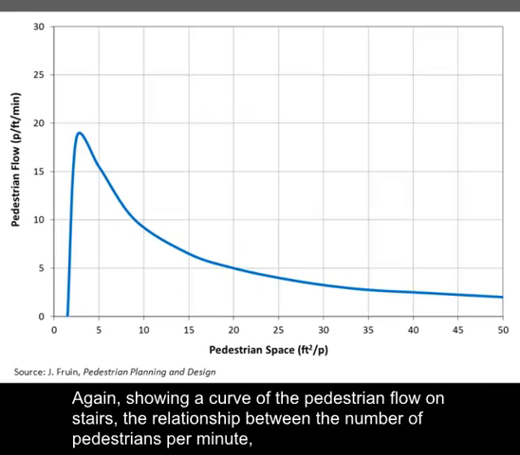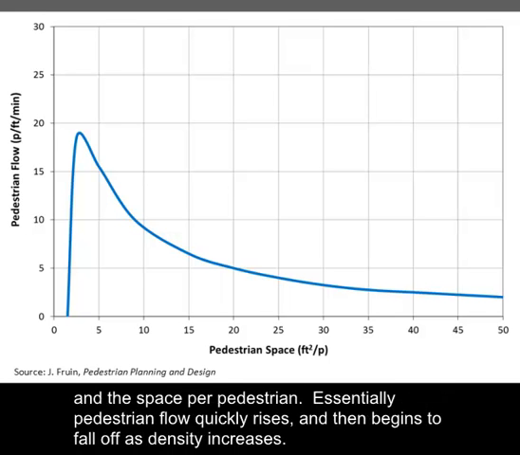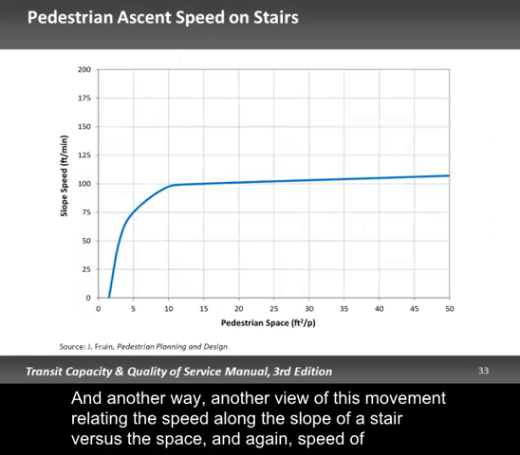Again, showing a curve of the pedestrian flow on stairs, the relationship between the number of pedestrians per foot per minute and the space per pedestrian. Essentially, pedestrian flow quickly rises, then begins to fall off as density increases. And another view of this movement relating the speed along the slope of a stair versus the space.